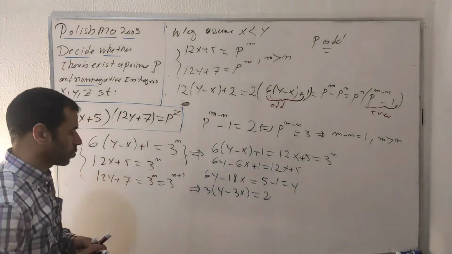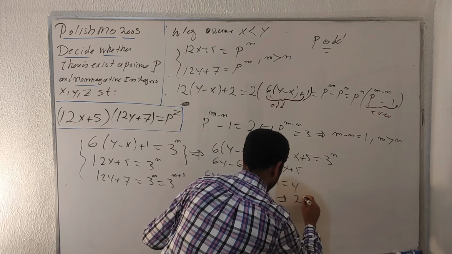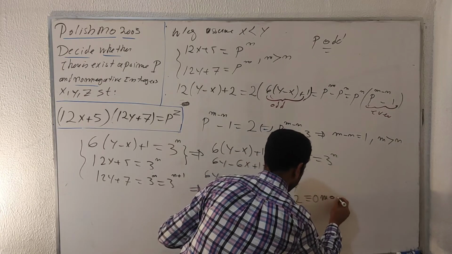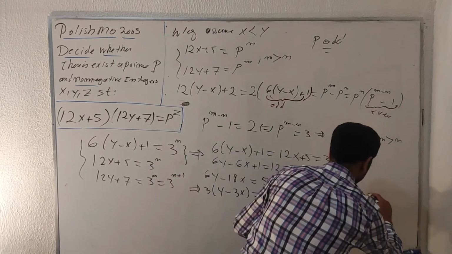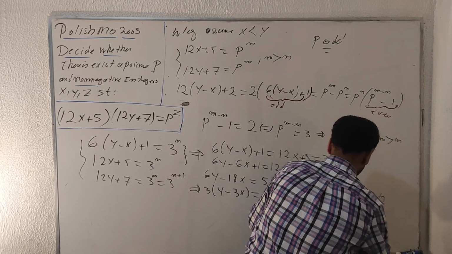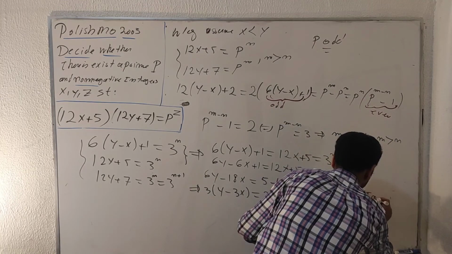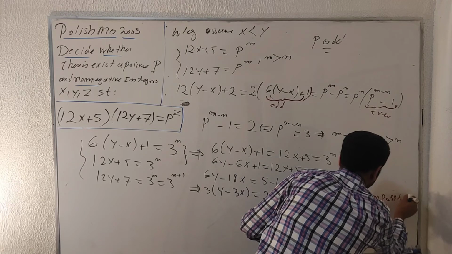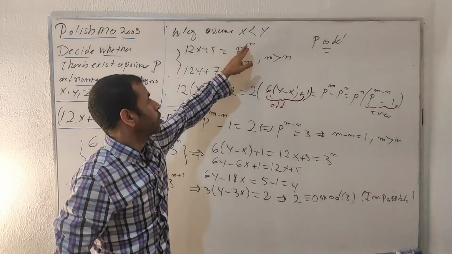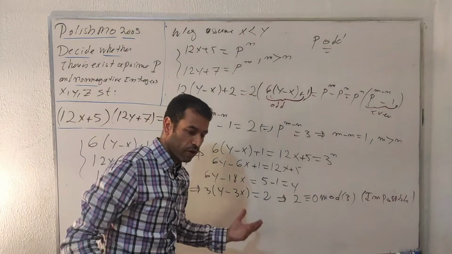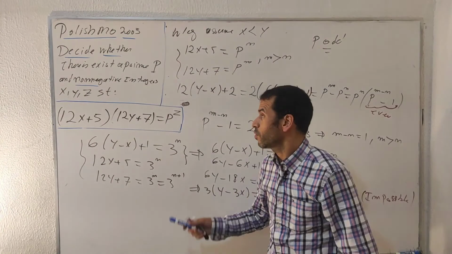Reducing this one mod 3, I get 2 is congruent to 0 mod 3. This is saying 3 divides 2. Clearly it's a contradiction. Okay, impossible. Now we have a contradiction on this one. If you work in the inverse direction, you will find the same thing. You will find the contradiction. You guys can take that case. You will find it impossible at the end.